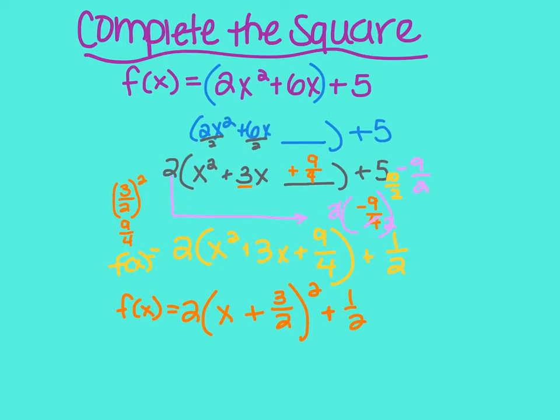So if I was to then graph this, I would get my vertex, negative 3/2 and 1/2, okay? And then I would plot some additional points or find my intercepts.